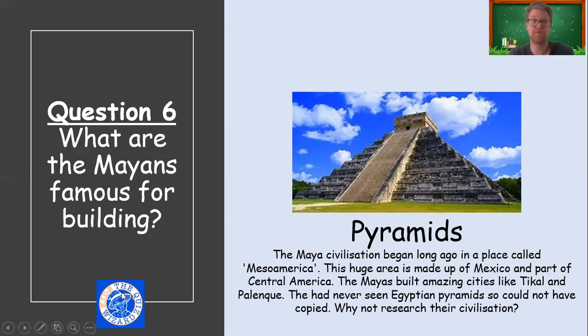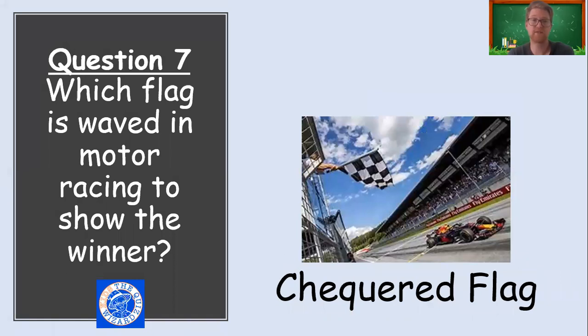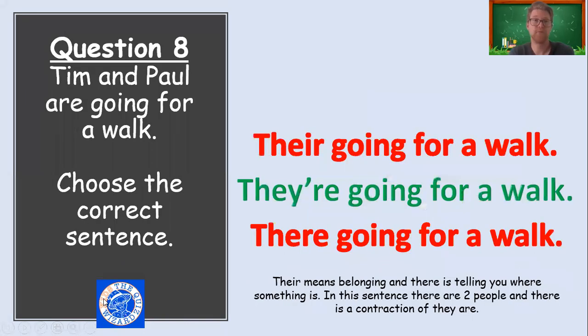Question 7, the flag that is waved in motor racing to show the winner is the checkered flag. That lets you know that you have won the race and the race is finished. Number 8, Tim and Paul are going for a walk. Choose the correct sentence. So they're going for a walk.